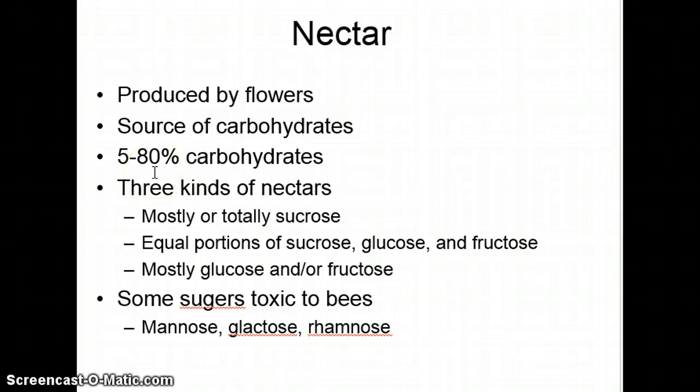And there's three kinds of nectars. If you've had any human biology classes or anatomy and physiology, these should sound familiar. They're mostly or totally sucrose, equal portions of sucrose, glucose, and fructose, or mostly glucose and or mostly fructose. There's actually some really interesting ones. There's some sugars that are toxic to bees. There's mannose, galactose, and rhamnose are both toxic to bees.